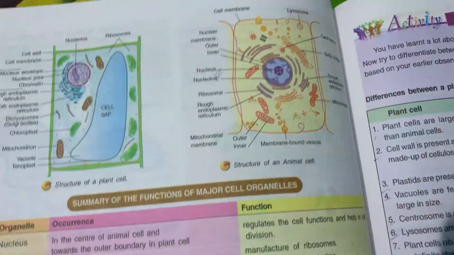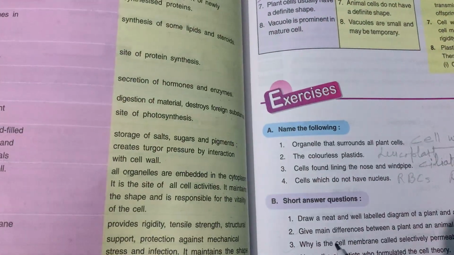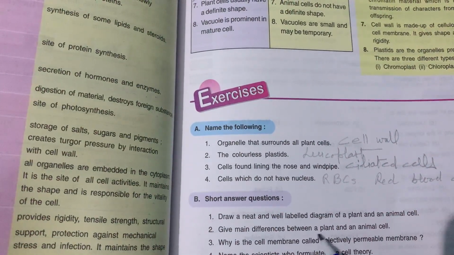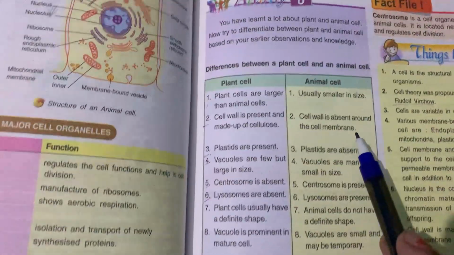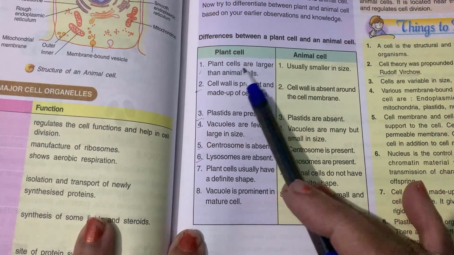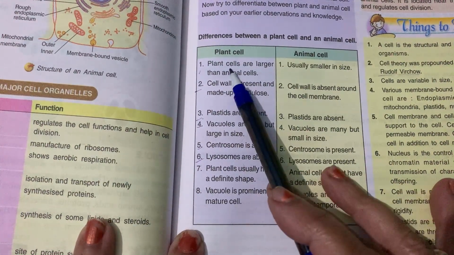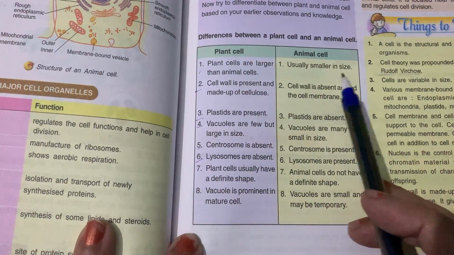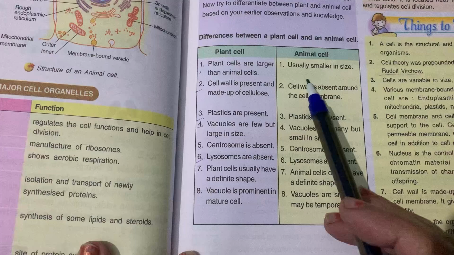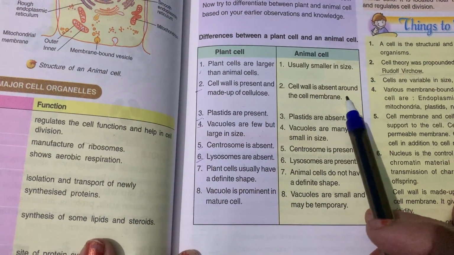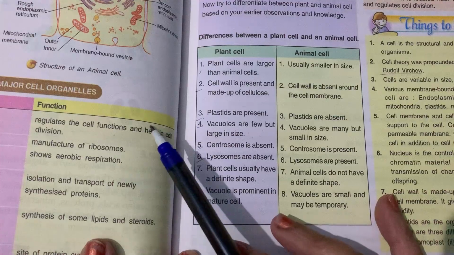This you can draw from your book. Now, the second question: give the main differences between a plant cell and an animal cell. You can see here, plant cell and animal cell. Plant cells are larger than animal cells, which are usually smaller in size. In the plant cell, the cell wall is present and made up of cellulose. Here the cell wall is absent around the cell membrane, as you can see in the diagram.